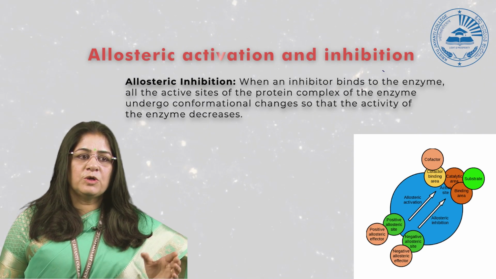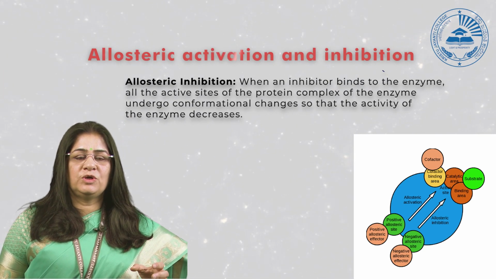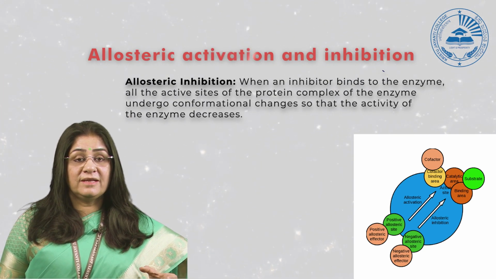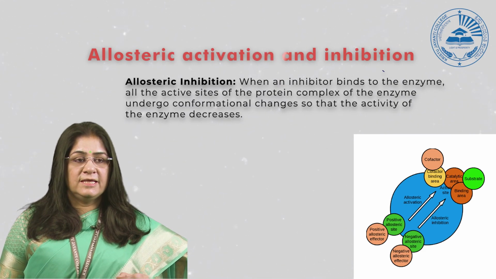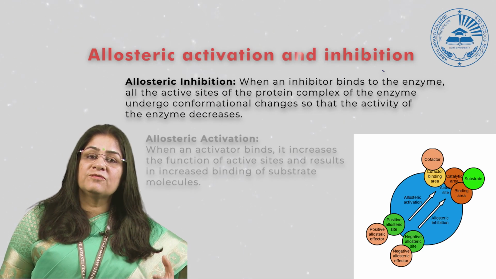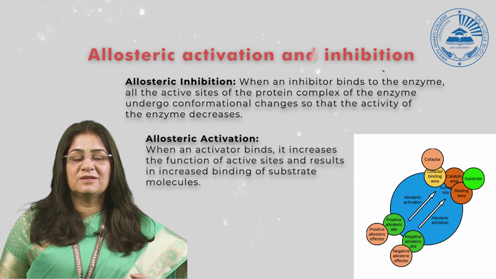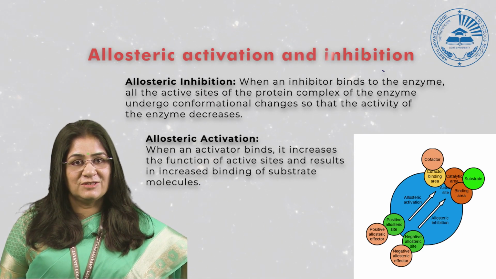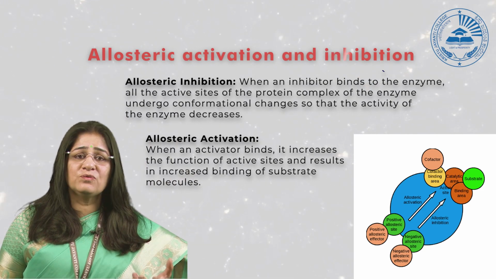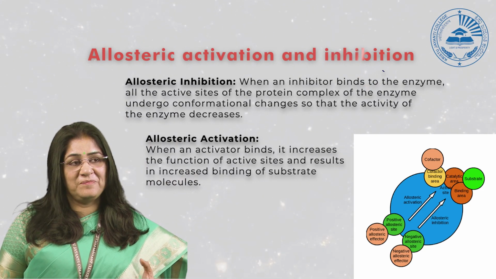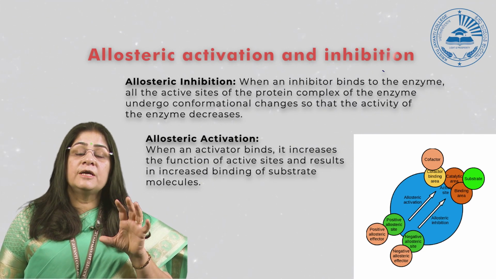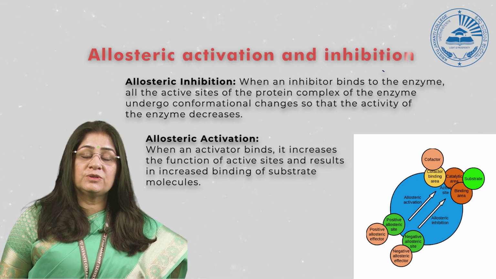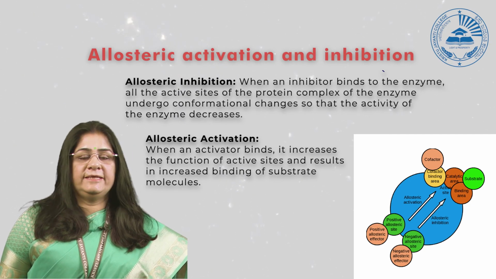The positive allosteric effector is what is called the activator. It has a separate site called the positive allosteric site. Similarly, the negative allosteric effector is what is called the inhibitor. It binds to the negative allosteric site. When an inhibitor binds to the enzyme, all the active sites of the protein complex undergo conformational changes so that the activity of the enzyme decreases.